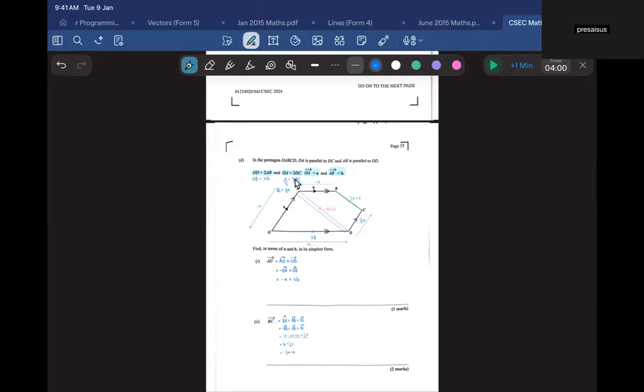One question: what topic makes up the most of CXC? Algebra. The whole of CXC is algebra. Algebra is everywhere.